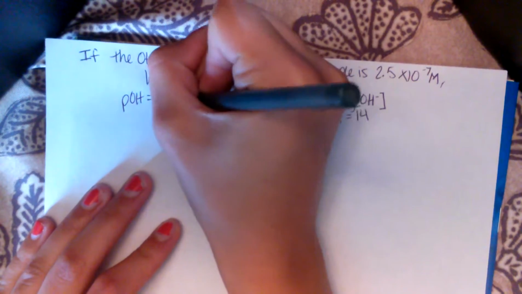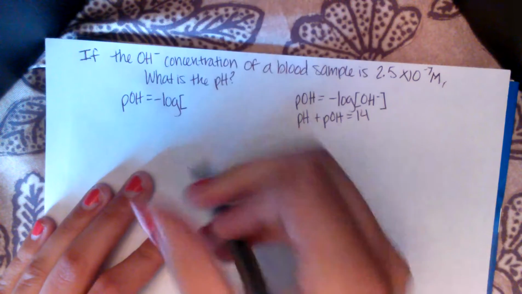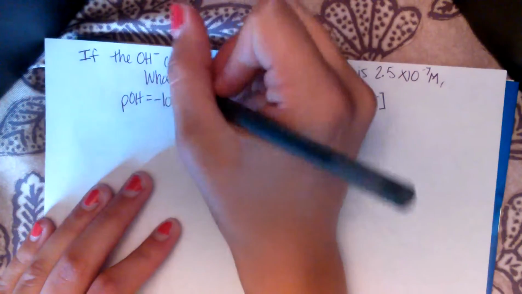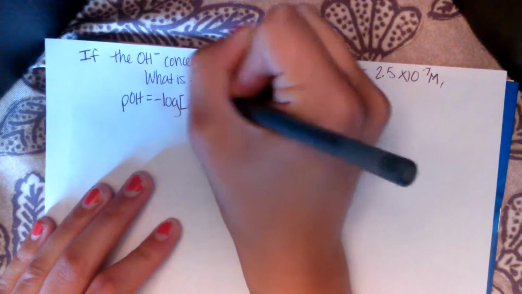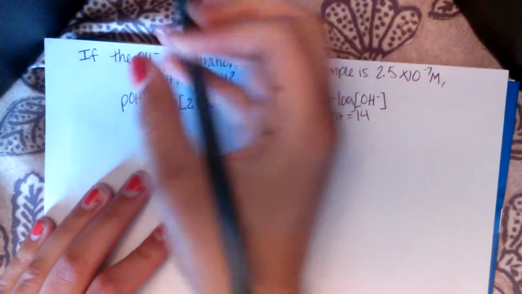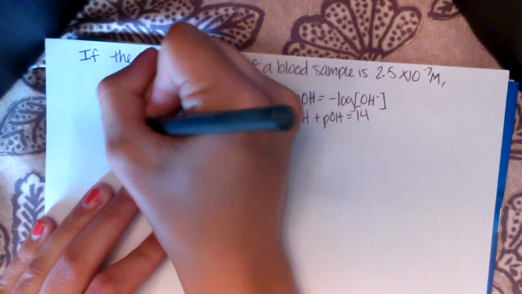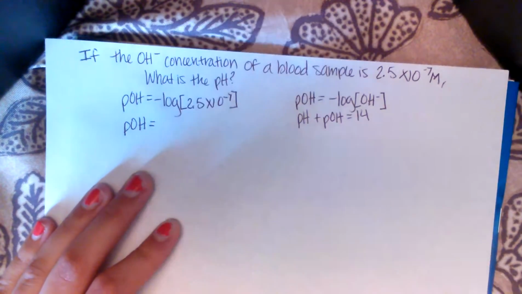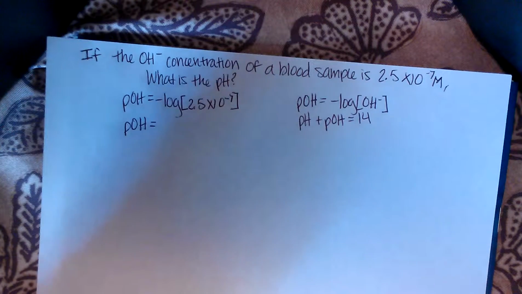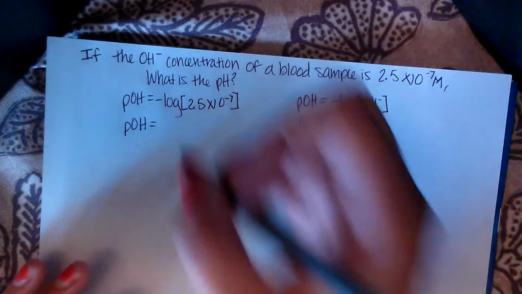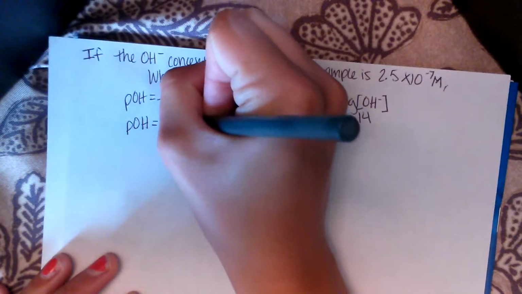pOH is equal to negative log of the concentration of OH-, which is 2.5 × 10^-7. And what you do is you put that into your calculator, making sure to be aware of your negative signs. And what you're going to get is a pOH of 6.6.